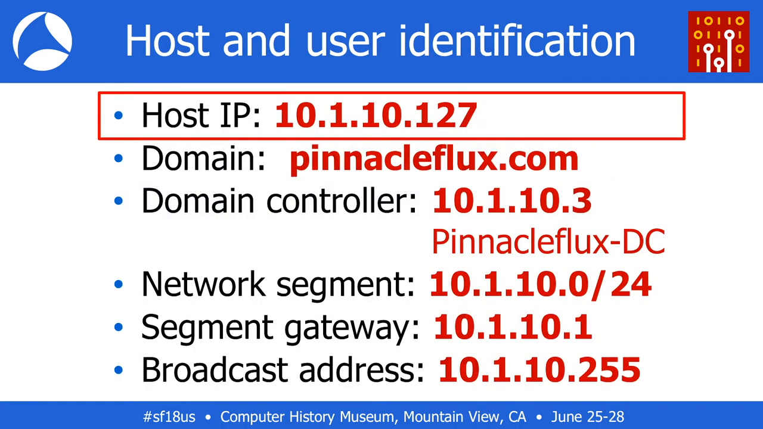We should always have a little bit of background here. So let's just say, for the sake of argument, and we'll get to the actual alert later, we've got something suspicious happening on IP address 10.1.10.127. So that's our Windows client in this case. In this scenario, you're working for a company called pinnacleflux.com. The domain controller in this Windows environment, the Active Directory server, is pinnacleflux-dc. And this network segment is 10.1.10.0/24. That's the, I always say sitter. Is it cider? Cider.